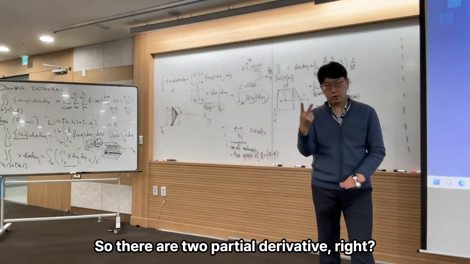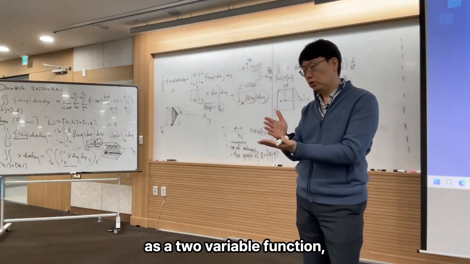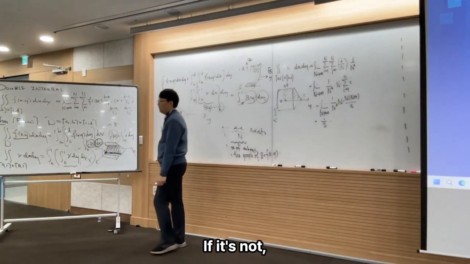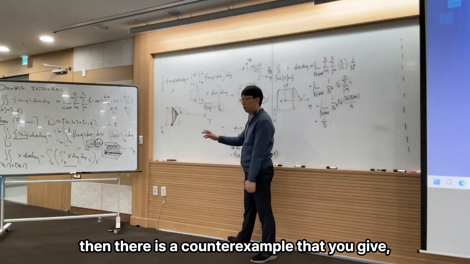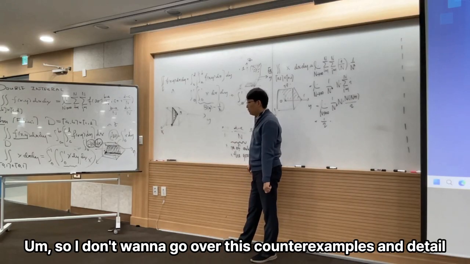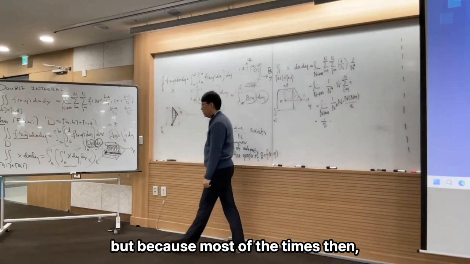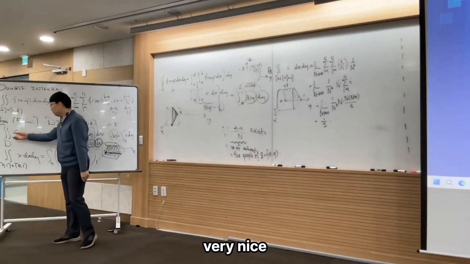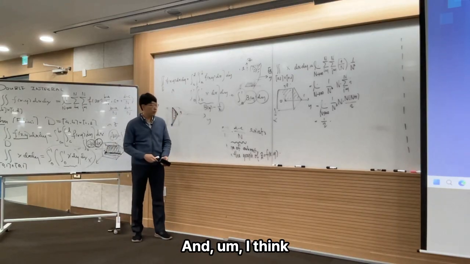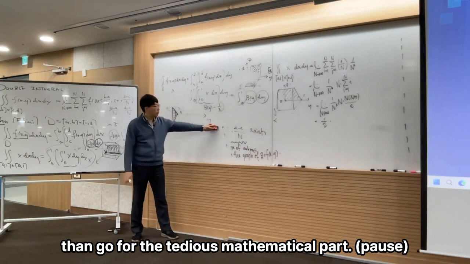So there are two partial derivatives, right? f_x and f_y. If those two functions, as two-variable functions, are continuous in the given domain, then the Fubini theorem holds. If not, then there are counterexamples where you get a different answer. I don't want to go over these counterexamples and the details of the condition, because most of the time you're dealing with very nice functions with continuous partial derivatives, and I think it's important to get the idea first correct, then go for the tedious mathematical part.